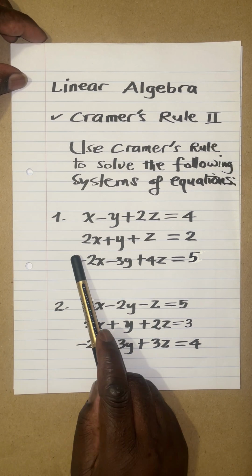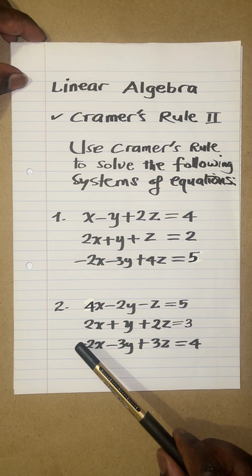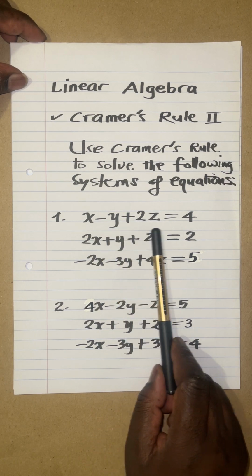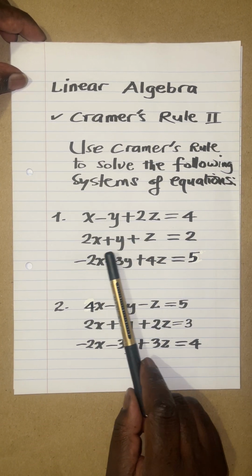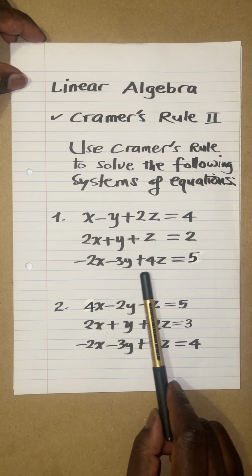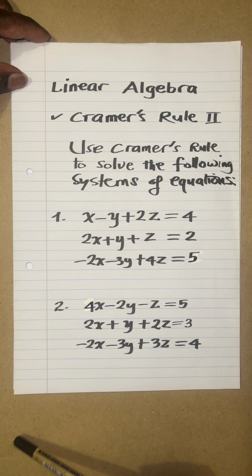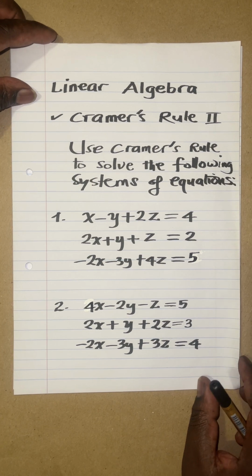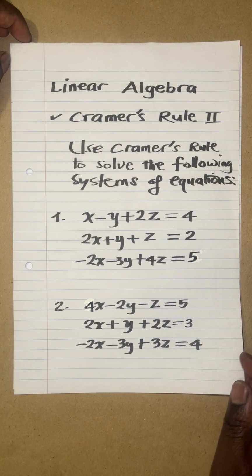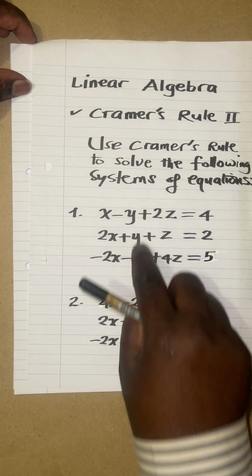So let's look at the first one then. We're supposed to solve x minus y plus 2z equals 4, 2x plus y plus z equals 2, and minus 2x minus 3y plus 4z equals 5. And then we have the second one. So let's look at how we apply Cramer's rule in determining the solution to these equations here.